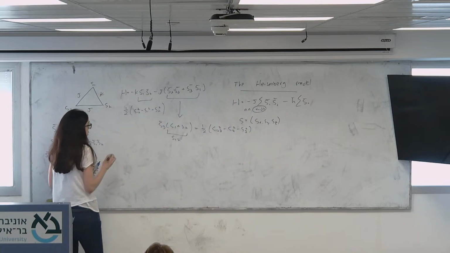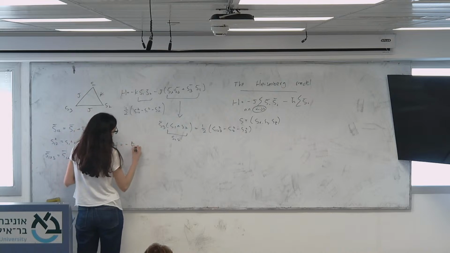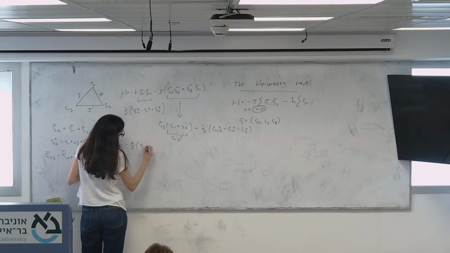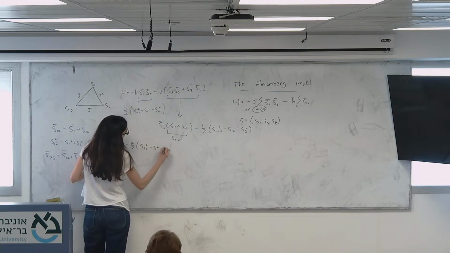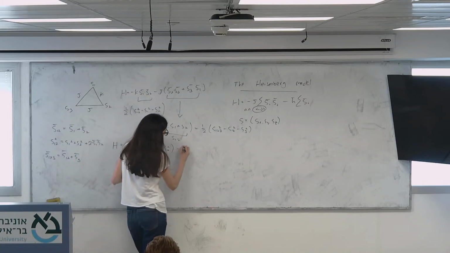And now the Hamiltonian is minus K over 2 S12 square minus S1 square minus S2 square. And same here, minus J over 2.